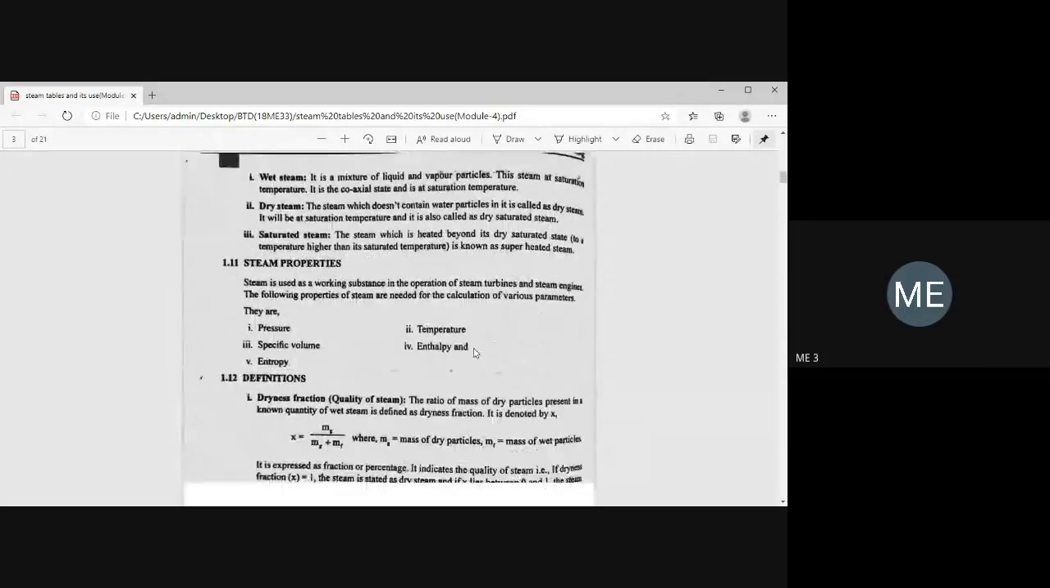So before solving the problem, you should have the idea of all these terms, whatever I explained in yesterday's class. So you should know dryness fraction. I'll repeat once again. It's one of the important terms used in steam formation.